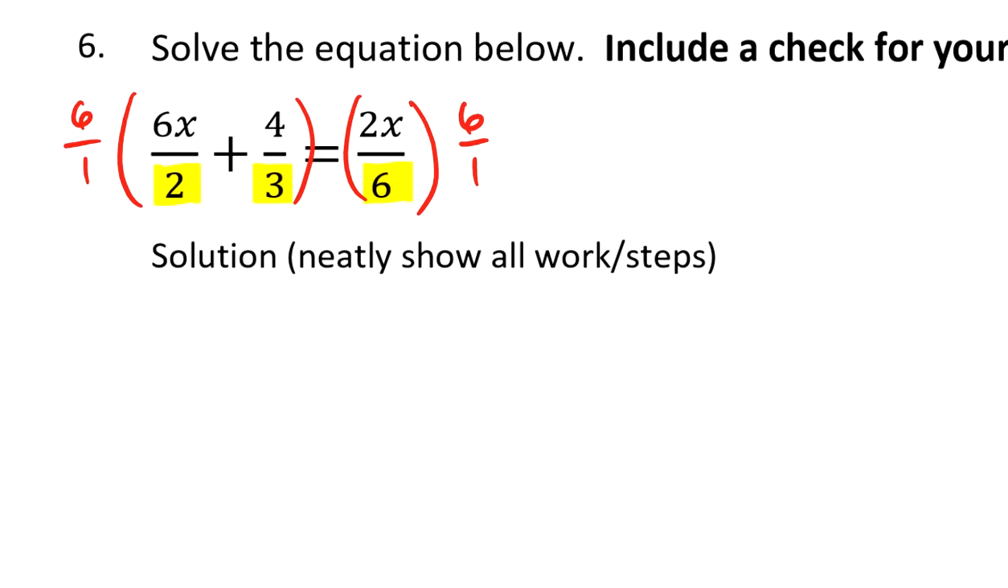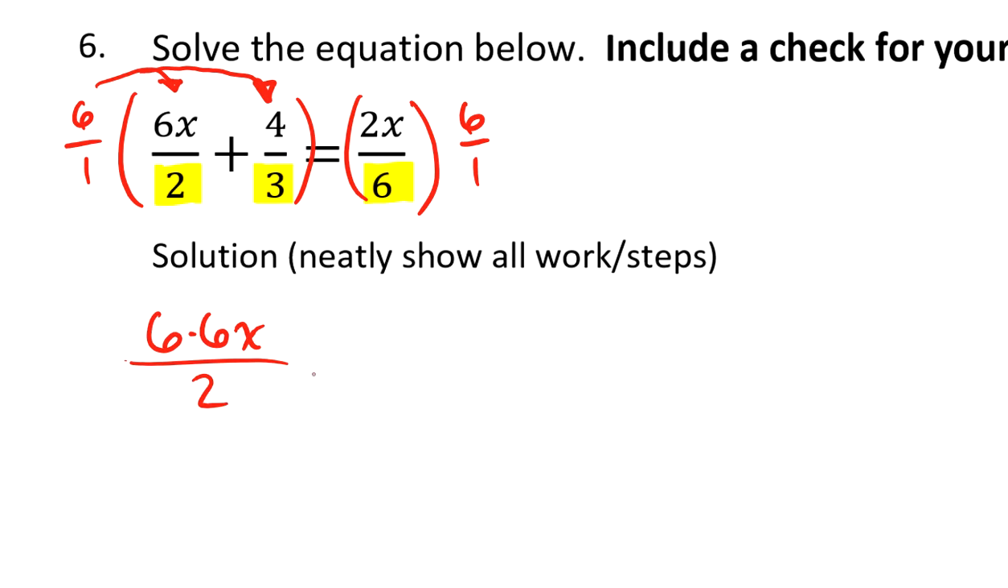And some of you did something slightly different, and you end up getting the correct answer as well. So that's great. I'm going to go ahead and do this. I've got to distribute this 6 to two different terms on the left-hand side. When I do that, I end up with 6 times my 6x that was in the numerator over 2, and then plus 6 times 4 over 3. And then on the other side, that's going to equal 6 times 2x, and then that's over the number 6.